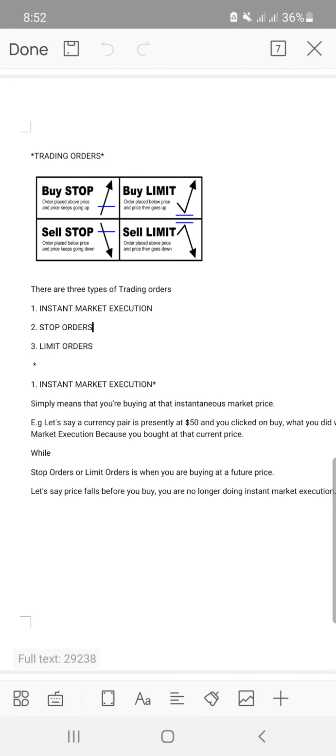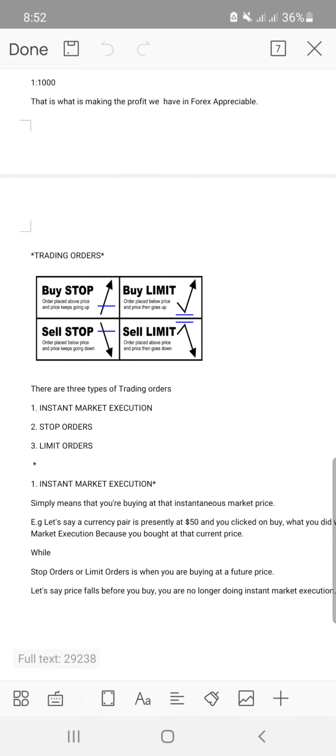Okay, guys, welcome. In this class, I'm going to be talking about pending orders. In the last class, we talked about leverage, lot size, take profit, and stop loss. So we are going to be going further. I'm going to be explaining trading orders.